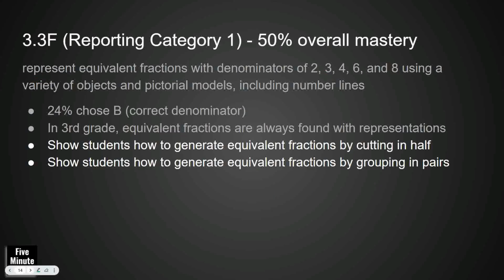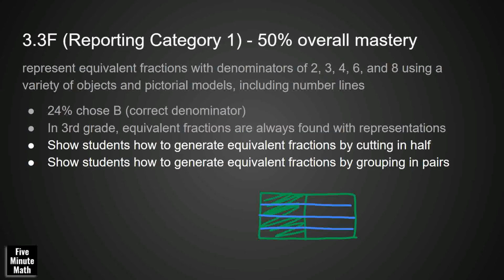So we need to help our students generate equivalent fractions by cutting in half like I did. So you can always take a fraction, no matter what that fraction is, right? If we do it like this, you can always generate equivalent fractions by cutting in half. And then if you want, you can cut each half in half. And you could just keep going on and on and on. Or you can group in pairs.